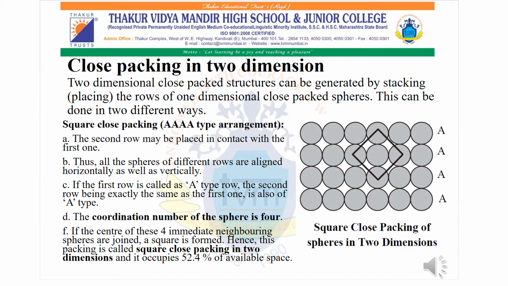In this arrangement, each sphere is in contact with 4 of its neighbors. Thus, the coordination number of the sphere is 4. If the centers of these 4 immediate neighbor spheres are joined, a square is formed. Hence, this packing is called square close packing in 2 dimensions, and it occupies 52.4% of the available space, excluding the space which is left without an atom, that is the 4 voids present in the diagram.